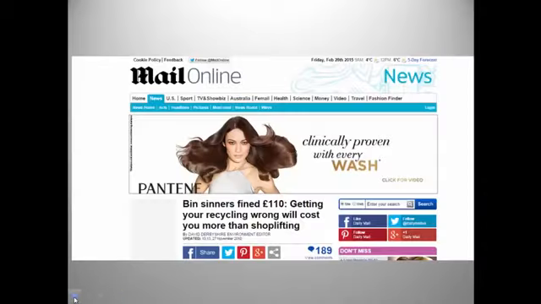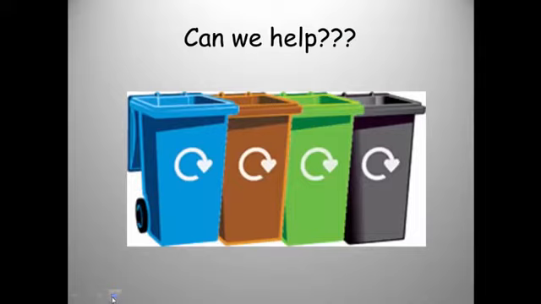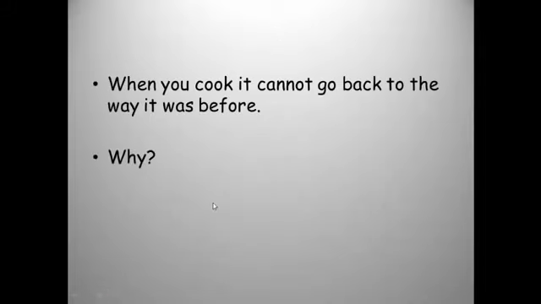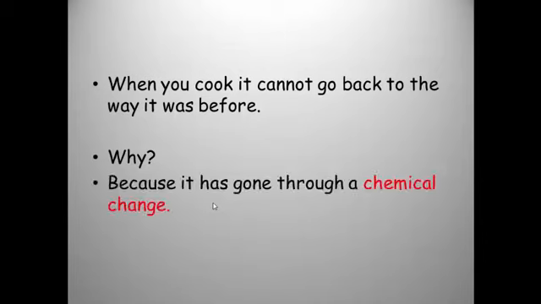Okay, so like I said, we looked at recycling in the last one. We're going to look at cooking food now. Now this all starts from cooking. So when you cook food, you can't go back to the way it was before. Why? Because it's gone through a chemical change. Now that's what you need to know. Why you cook food, it goes through a chemical change. And what you need to know is that that is irreversible. Irreversible means it cannot go back to the way it was before.